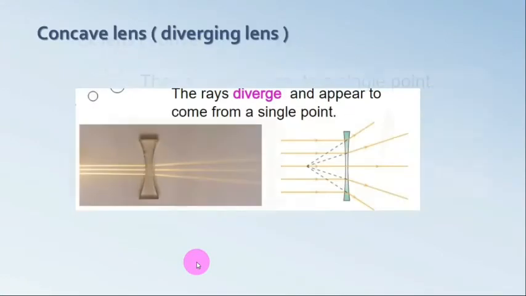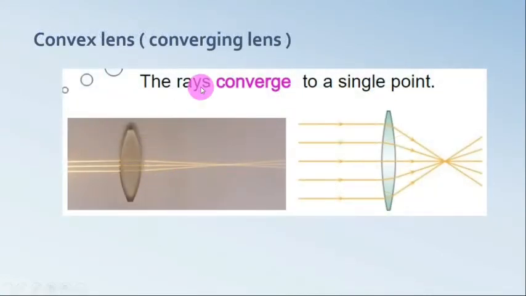Okay, let's see here. Convex lens, as we said, its name is converging lens. The rays converge to a single point. If they ask you why the name of a convex lens is converging lens, why? Because the rays of light converge to a single point, or they meet at a single point if they come parallel from the object. Okay.